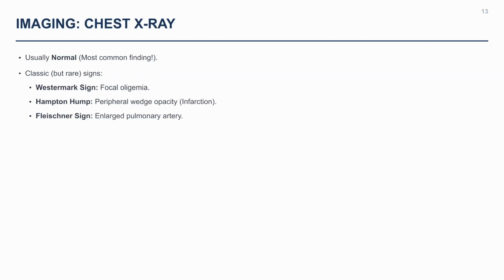The most common chest X-ray finding in PE is a normal chest X-ray. This is itself a high-yield fact. However, 3 classic, though rare, findings are worth memorizing. Westermark sign is focal oligemia, or decreased vascular markings. Hampton's hump is a peripheral wedge-shaped opacity indicating infarction. And Fleischner sign is enlargement of a central pulmonary artery. Remember, a normal CXR in a hypoxic, tachypneic patient should immediately raise your suspicion for PE.